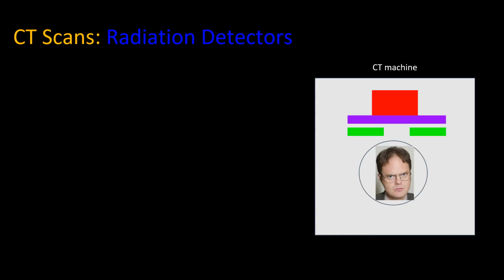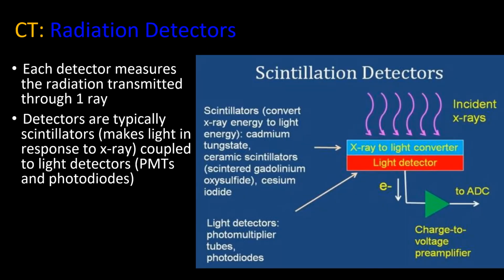Our final component of the CT scanner is radiation detectors. Each detector measures the radiation transmitted through one ray. Detectors are typically devices called scintillators, which make light when they get hit by an X-ray. They're then coupled to light detectors called photomultiplier tubes and photodiodes. In the picture, you can see X-rays hit the scintillator, get converted into light, that hits the light detector, and then gets converted into energy.